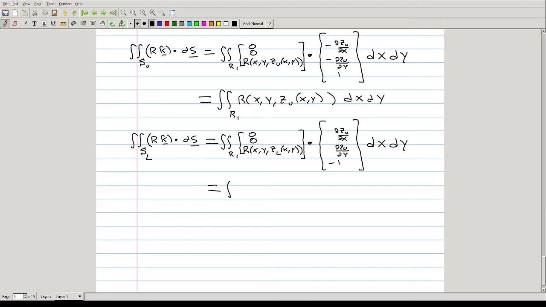And so this just becomes the double integral over the region R1 of the vector field R of x comma y comma z lower of x comma y, times -1.